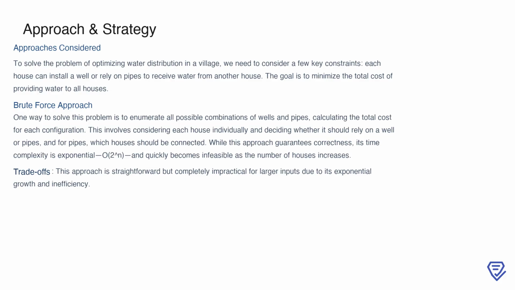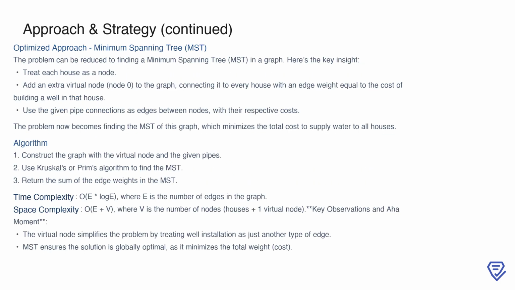Although simple to understand, this solution is inefficient and unsuitable for real-world applications with many houses. A more efficient way to solve this problem is by reducing it to finding a minimum spanning tree, or MST, in a graph. The key insight here is to treat each house as a node in the graph. Additionally, we introduce a virtual node, node 0, which represents the option of installing a well.